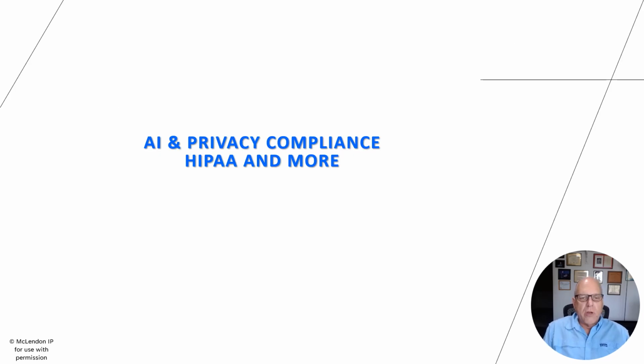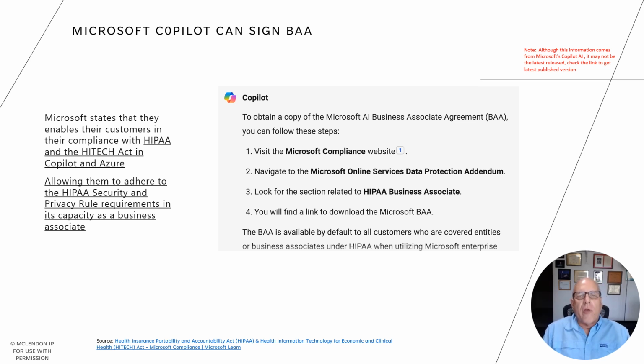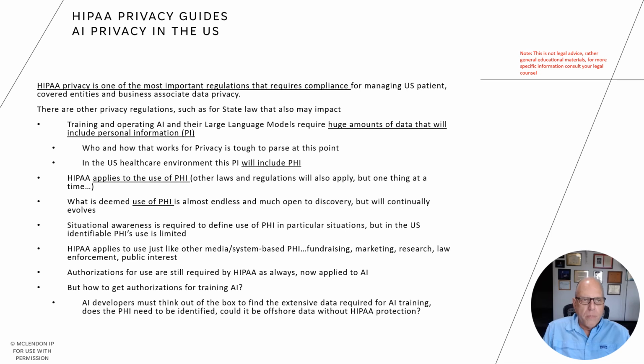AI and privacy compliance, HIPAA, and more. Microsoft Copilot, just so you know, they'll sign a business associate agreement. That's significant. You have to get to a certain license level and pay enough per month. But I, for example, have Copilot Pro on my machine here, and they will sign a business associate agreement for that. That's kind of the acid test for, are they HIPAA compliant?